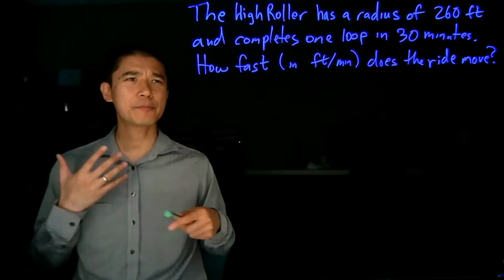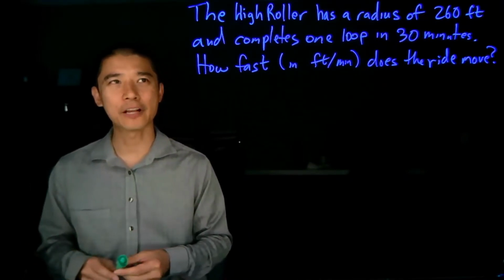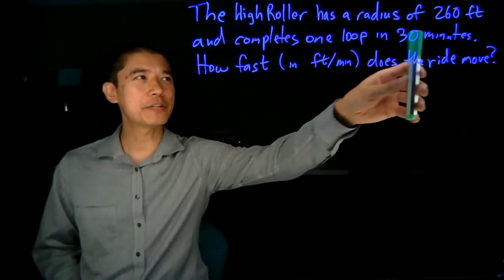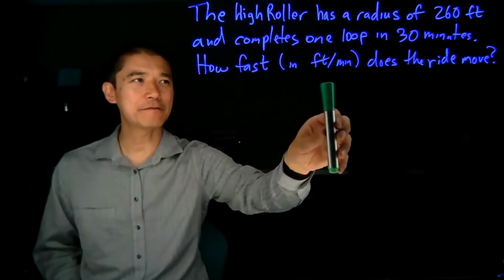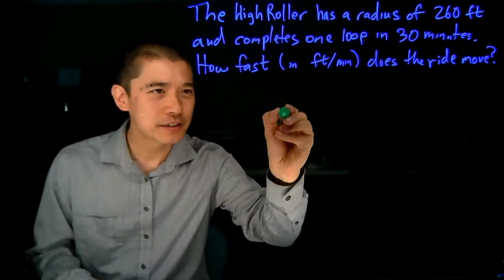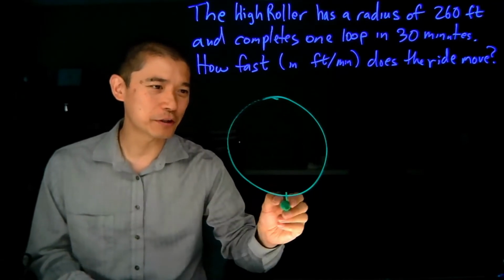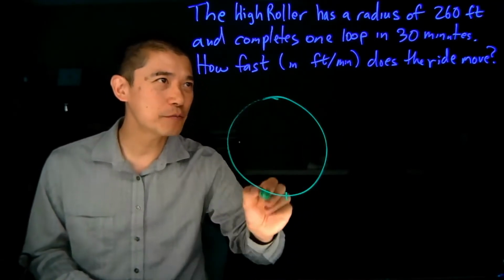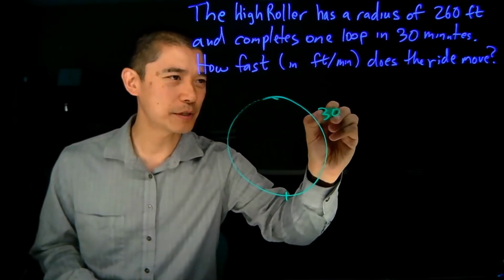So here's a typical sounding example that mixes the linear velocity and the angular velocity. The High Roller has a radius of 260 feet and completes one loop in 30 minutes. How fast in feet per minute does the ride move? So again, got a little Ferris wheel here, and let's say we start at the bottom, and it completes one full loop in 30 minutes.